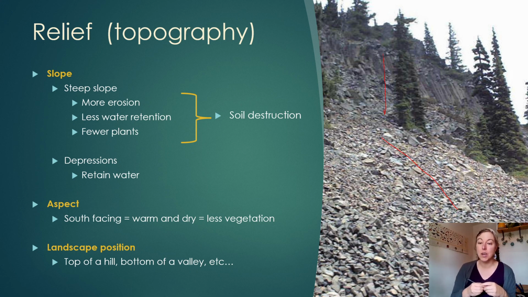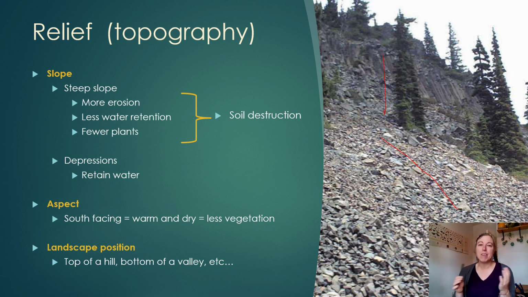So this is basically what direction that slope is facing. So a north-facing slope is going to be colder and wetter. Snow will stay longer on a north-facing slope. There'll be more dew and frost on north-facing slopes. South-facing slopes are going to be warm and dry. So depending on what kind of vegetation, you might have less vegetation growing on a south slope because it's drier, or you might have more vegetation growing on a south slope because it's sunnier. Just depends on where in the world you are.